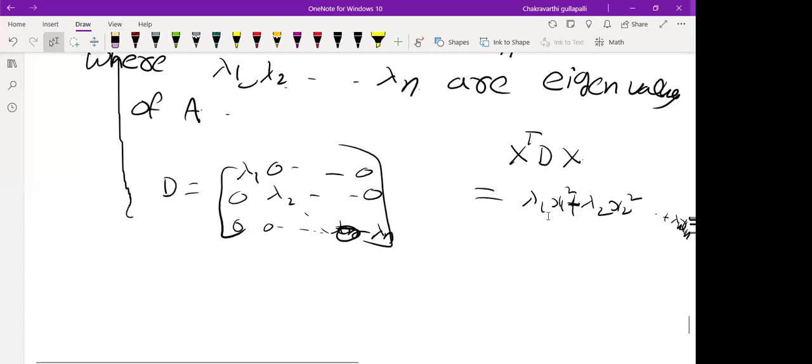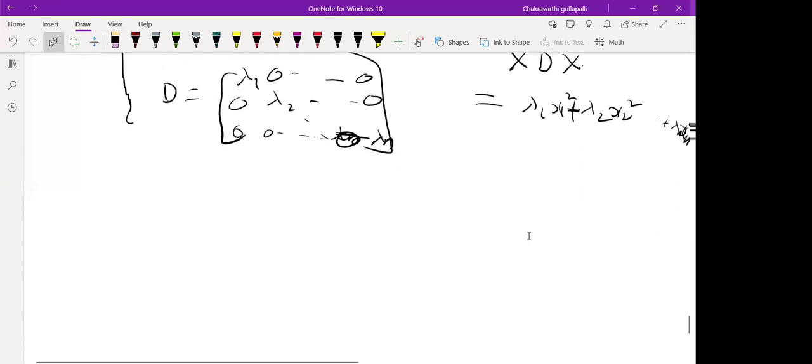You need not do this directly. You can write lambda 1 x1 square, lambda 2 x2 square, up to lambda n xn square. That is, only square terms will be there. The cross terms x1 x2, x2 x3 will not be there because the remaining entries are all zeros. If you arrange it like this, it is called the canonical form or sum of squares form. This is how you can get it.